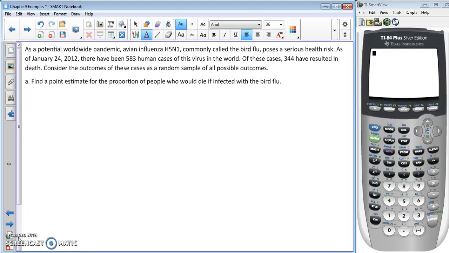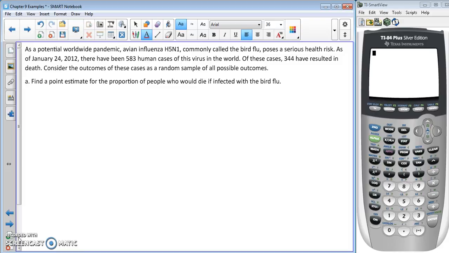As a potential worldwide pandemic, avian influenza H5N1, commonly called the bird flu, poses a serious health risk. As of January 24, 2012, there have been 583 human cases of this virus in the world. Of these cases, 344 have resulted in death. Consider the outcomes of these cases as a random sample of all possible outcomes. Find a point estimate for the proportion of people who would die if infected with the bird flu.